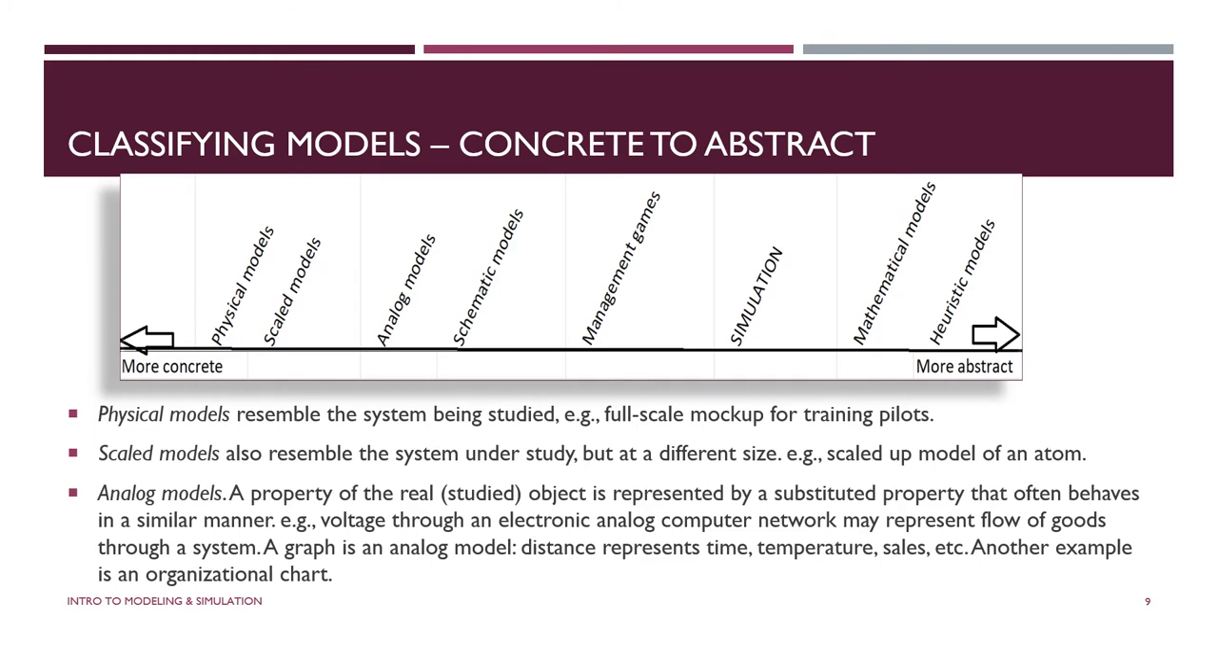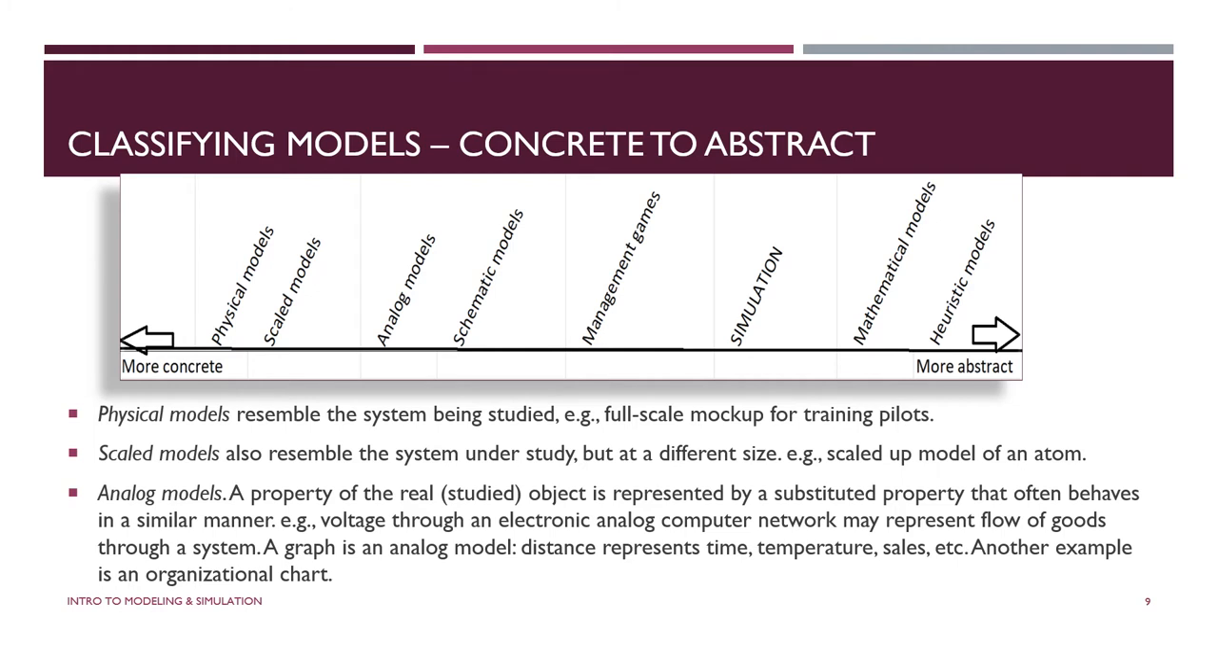What might be a physical model? Well, that 3D architect's rendering of a community we saw before might be considered a physical model, but really it's more of a scaled model, even if it's three-dimensional, because it's on a totally different scale than the real thing. An example of a physical model might be a flight simulator, where you're learning how to fly a plane. It's not really a plane, but when you go in, it looks and feels exactly like being in a cockpit, and it's to scale.